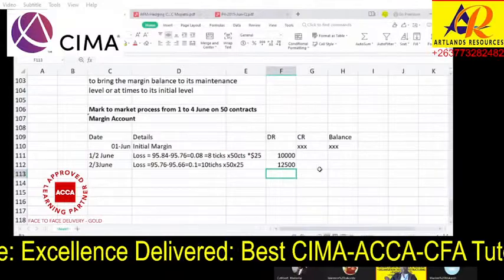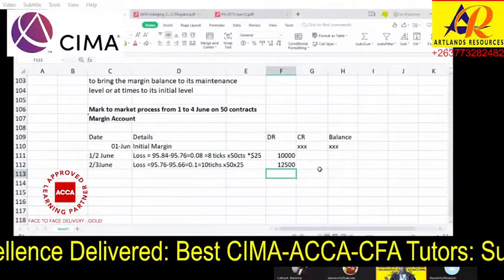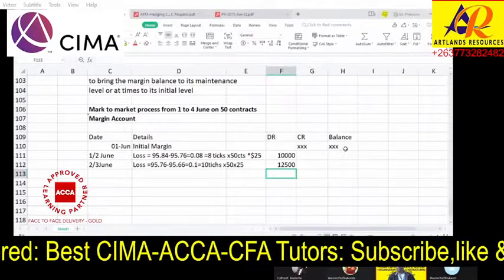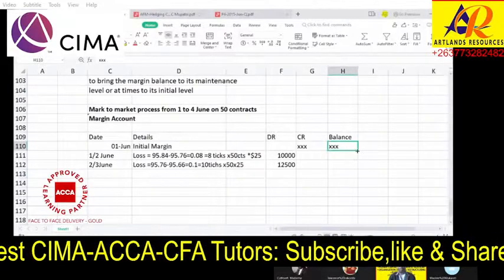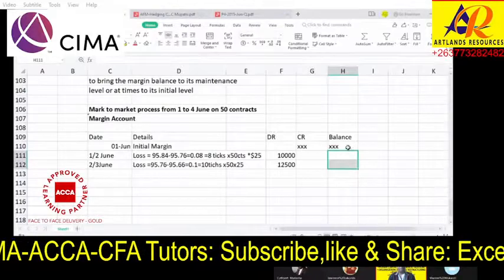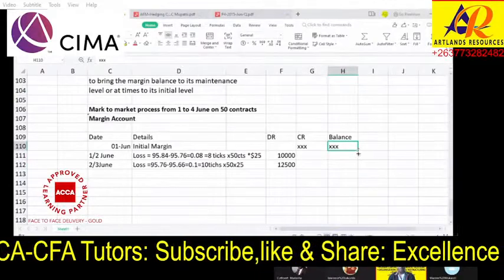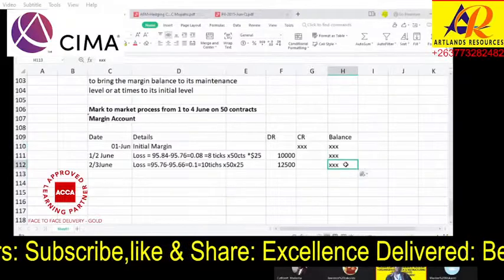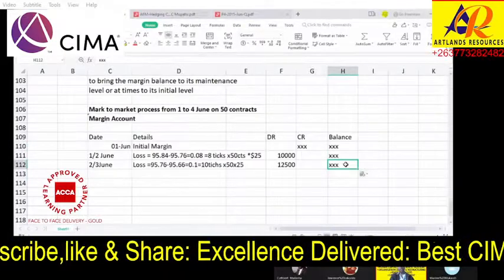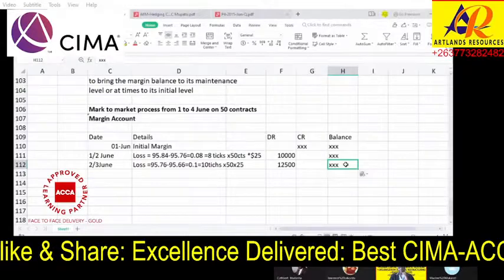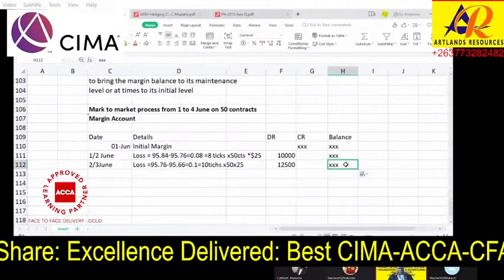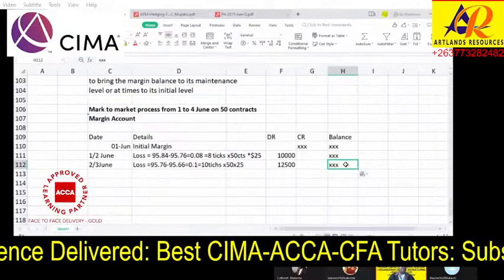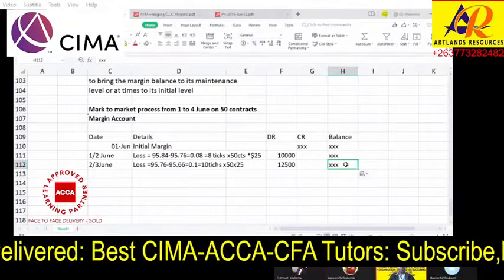So as a broker, they will have what is called a maintenance level, meaning as we are having your running balance here, if your running balance falls below what is called the maintenance level, they will then say deposit additional money. What causes your margin balance to fall below the maintenance level is the issue of these daily persistent losses. Are you getting it?